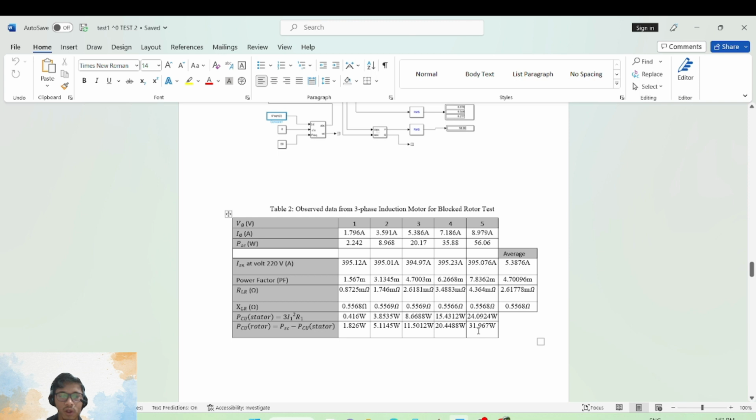35.0924 watt, and for the PCU rotor we get 31.87 watt, and for the average of the ISN we get 4.3876 ampere, and for the average of power factor we get 4.70096 milli, and for the RLR average we get 2.61778 milliohm, and for the SLR average we get 0.5568 ohm.